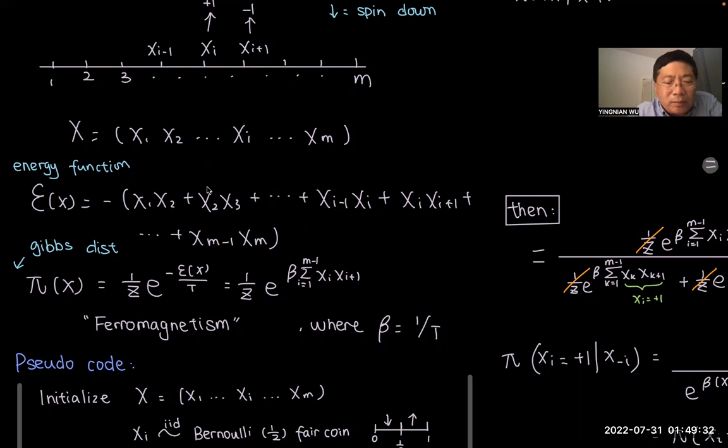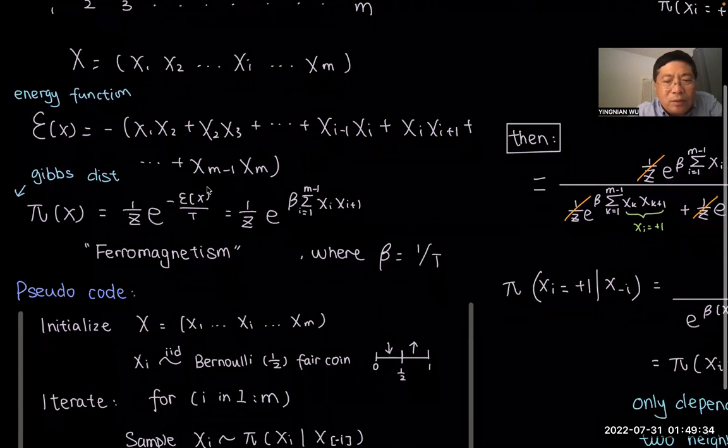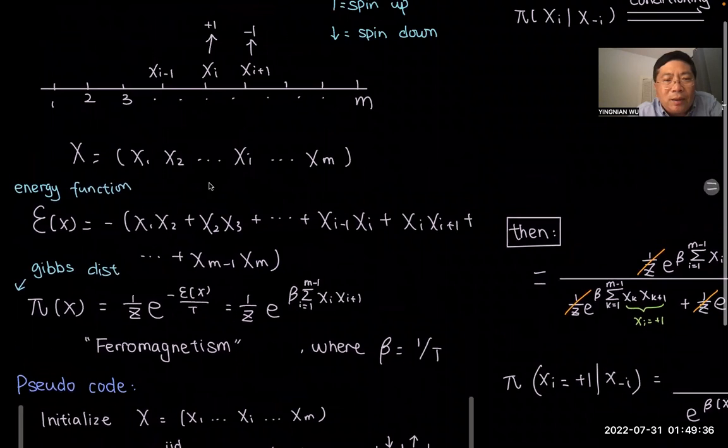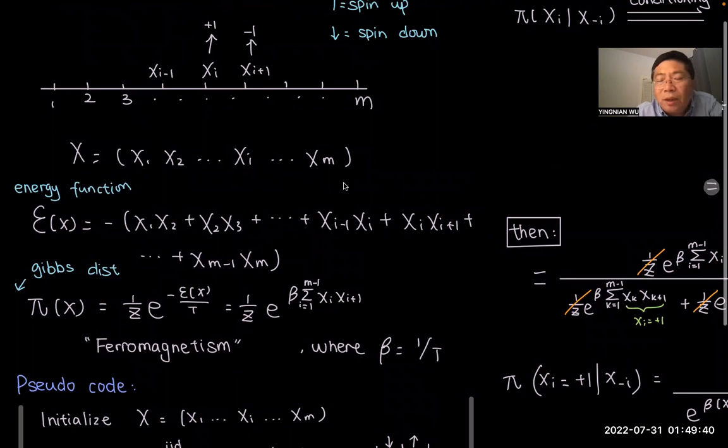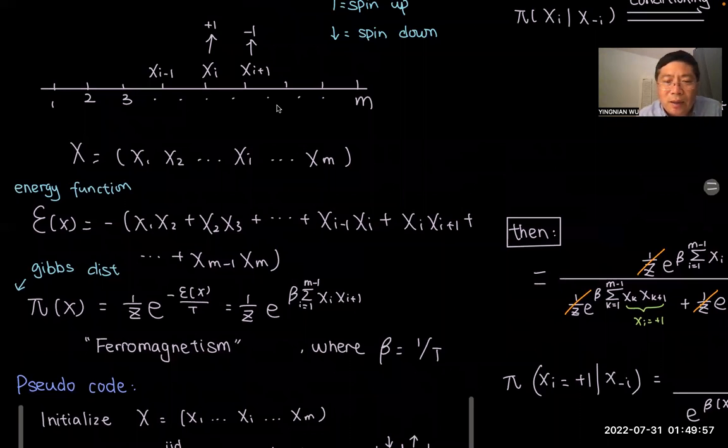So for instance, if you have 100 random variables, then how many possible sequences, how many configurations do you have? For each xi, it has two choices, right? So in total, you have 2 to the 100 choices, which means you have 2 to the 100 configurations. It is impossible to sample directly from such a large sample space.